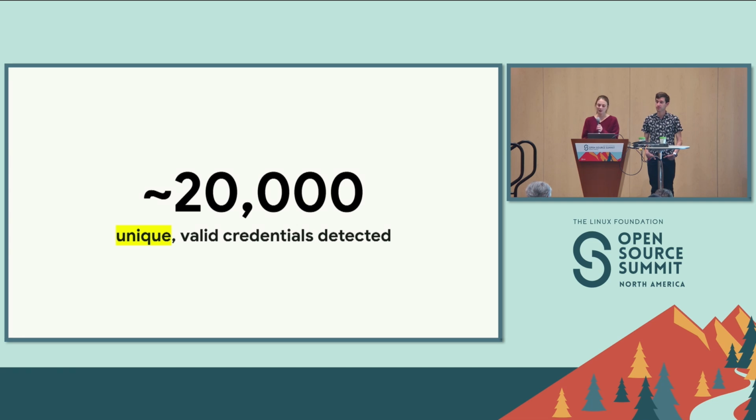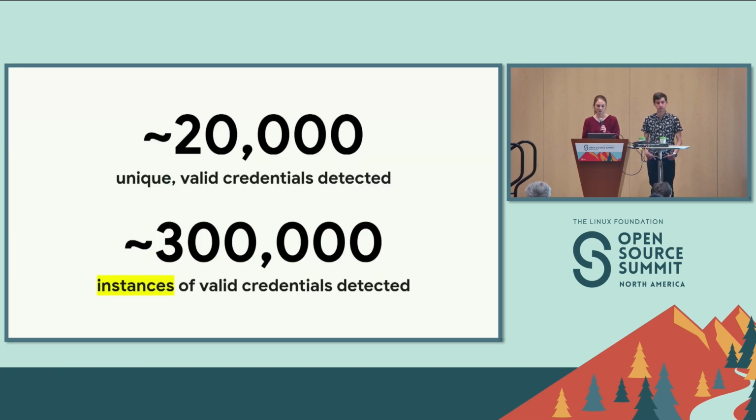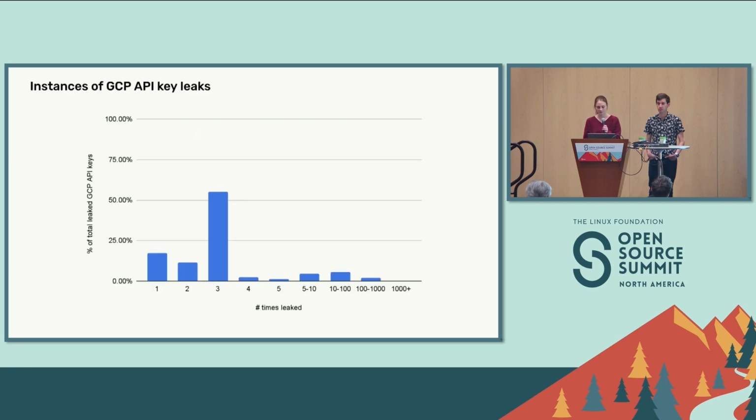First, we're explicitly calling out that these are unique credentials. If you look at the total number of valid credentials we found without deduplicating them, the number is quite a bit higher. So while we only encountered 20,000 unique valid credentials, we found around 300,000 instances of valid credentials. So for example, that might look like the same valid credential being found in both a GitHub repository and an NPM package. And this was actually quite surprising to me because just based on those numbers, it looks like every key is being leaked on average around 15 times.